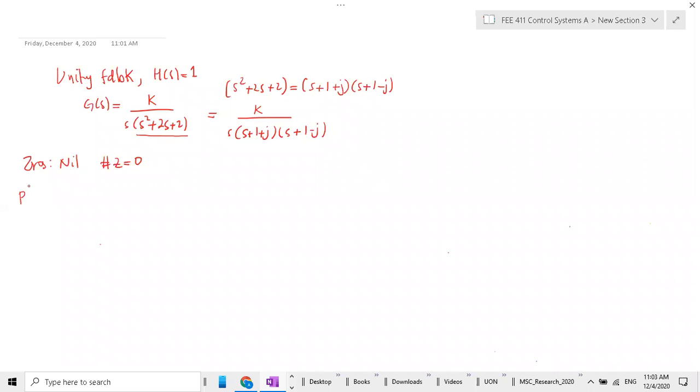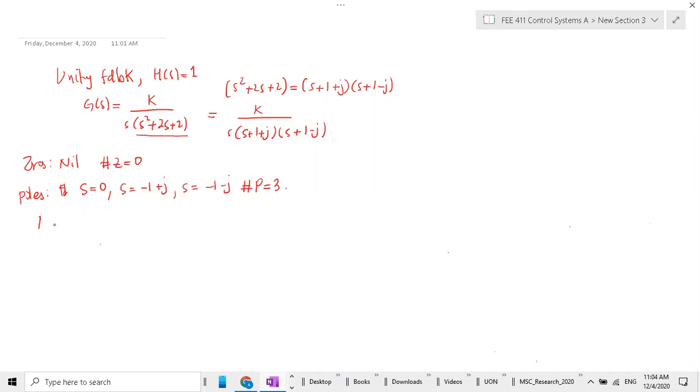So for poles we have a pole at s is equal to 0, at s is equal to -1 plus j, and at s is equal to -1 minus j. So how many poles do we have? We have 3 poles, and we have nil zeros.